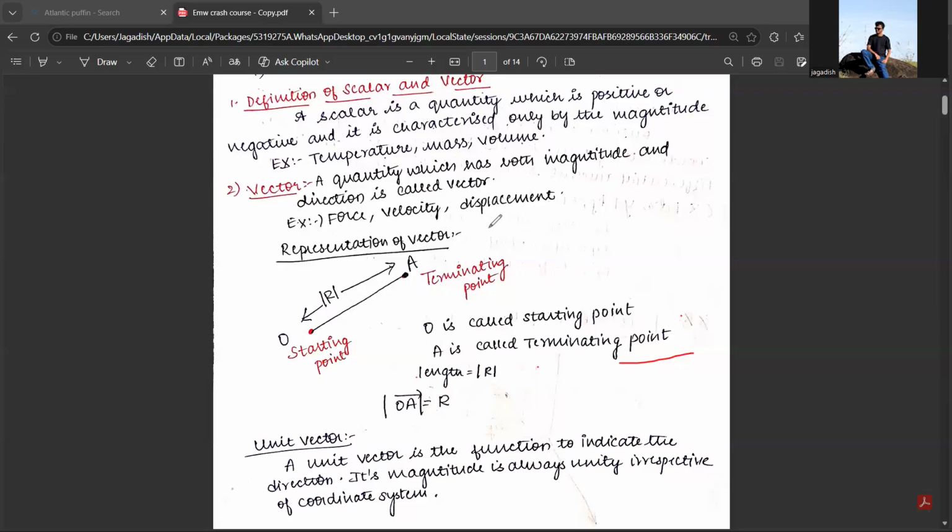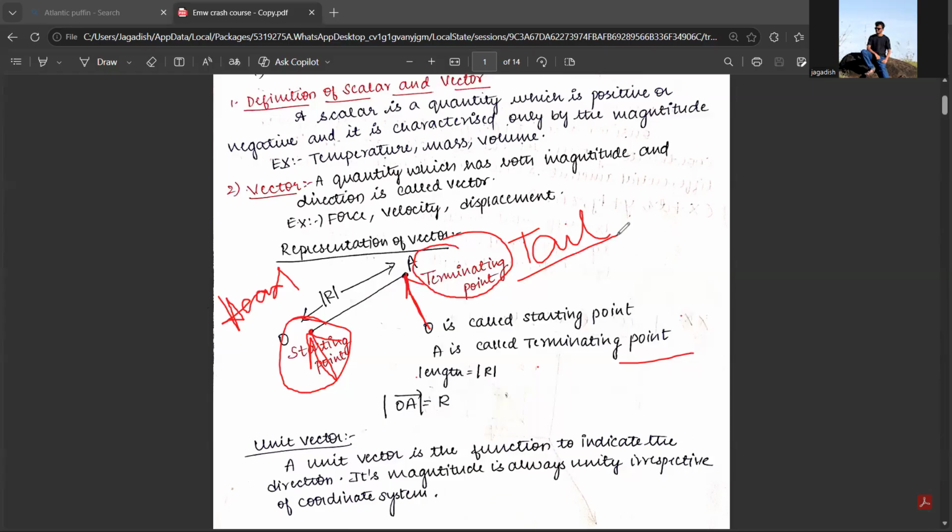So first, representation of a vector. There will be one starting point in a vector and one terminating point. Where the vector originates, we call it the starting point. Wherever the vector terminates, we call it the terminating point. Usually we call the starting point the head and the terminating point the tail. As and when I'm teaching, please write down in your 200 pages notebook whatever I have told you. That will help you.